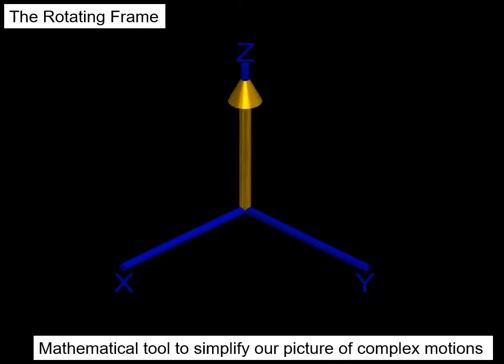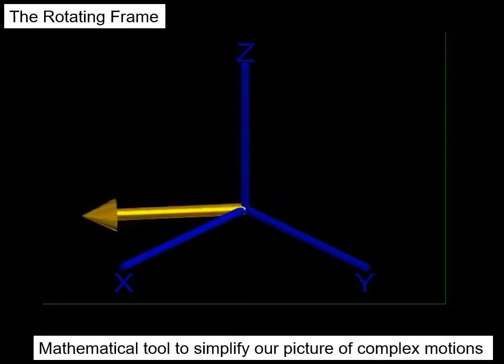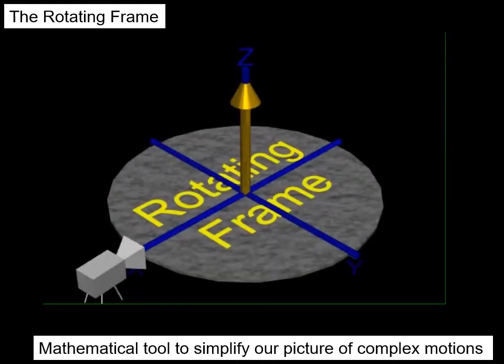At this point, we're going to digress for a moment to discuss the rotating frame of reference, a mathematical tool that is very useful to simplify our picture of complex motions. We start in the equilibrium position with the bulk magnetization vector aligned along the z-axis, and it precesses down as an excitation pulse is applied to it. When you look at this motion, it's a pretty complex motion from our frame of reference, so the room frame of reference or the laboratory frame of reference.